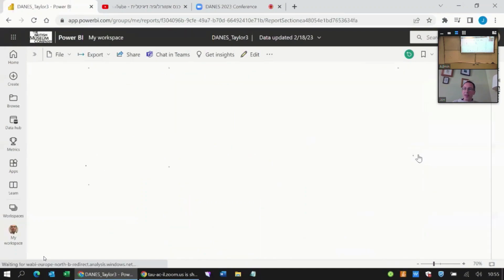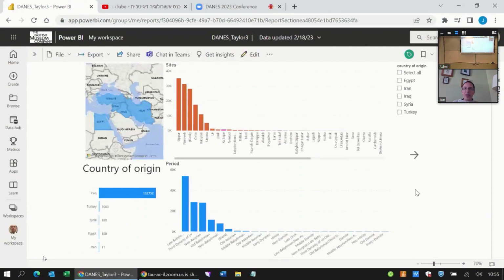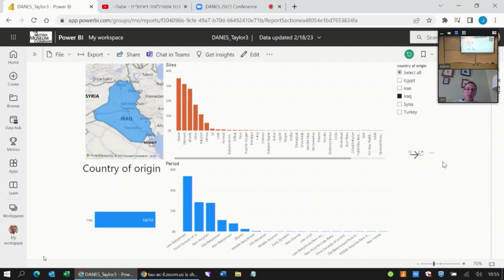If I can get my next page. There we obviously look at where the material comes from and slice that according to all things like type of object or date or whatever. And so you see some of the bigger sites, Sippar, Nineveh, and Girsu. I'll come back to Nineveh and Girsu again in a moment, and we can separate it out. So Iraq obviously accounts for the majority of the material.